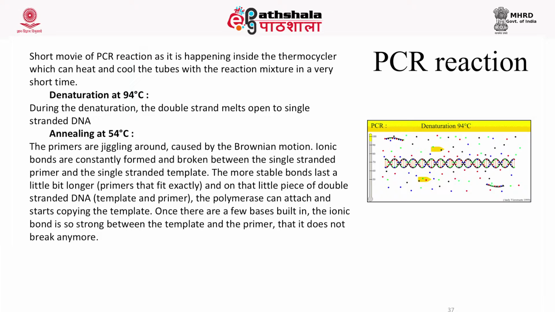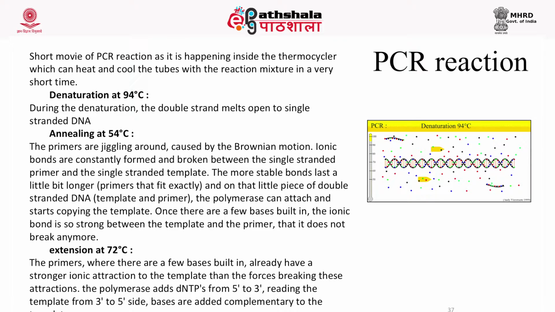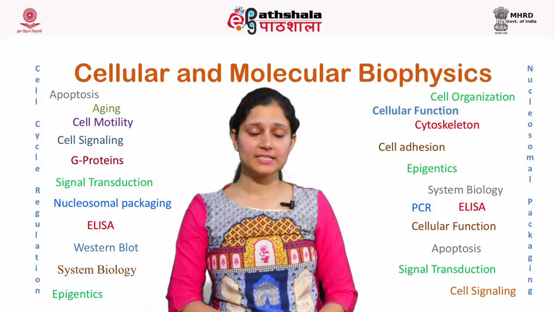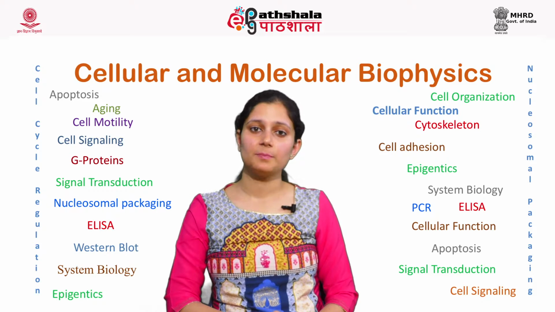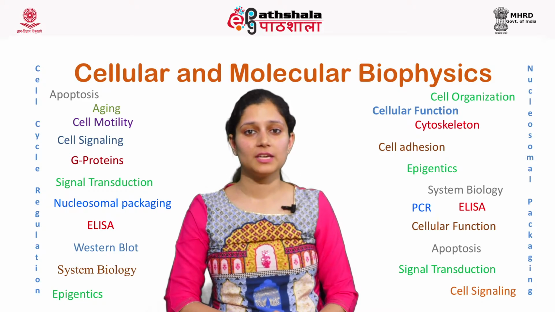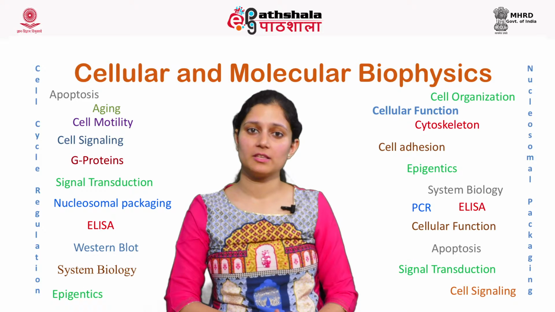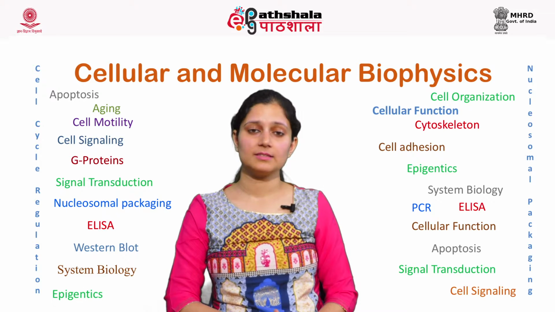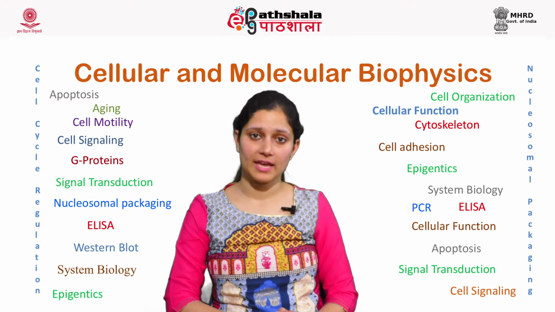The third step is the extension, which occurs at 72 degrees centigrade, wherein the primers are extended by DNA polymerase from 5' to 3' direction. We have already discussed that at the end of the PCR reaction, the number of DNA copies is equal to 2 raised to power n. That is, n is the number of cycles.